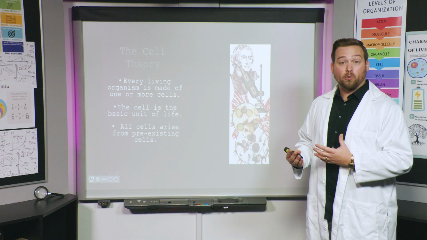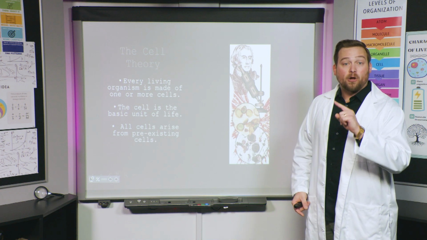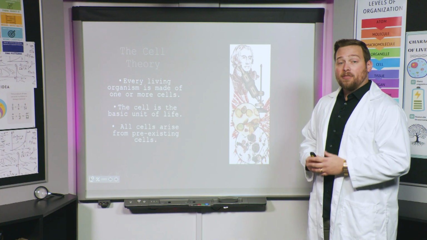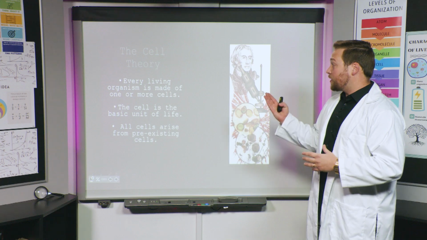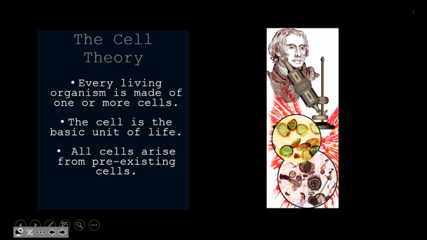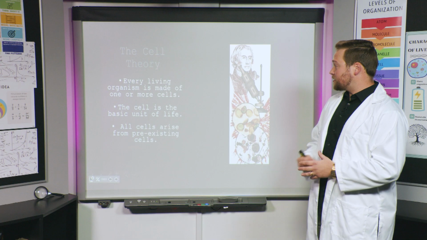A unicellular organism is an organism that is only one cell large. The second part of the cell theory is that the cell is the basic unit of life. When it comes to whether something is alive or not, you can't get any smaller than a cell. And the last part, this is what Virchow told us: all cells arise from pre-existing cells. So that's the cell theory for you.